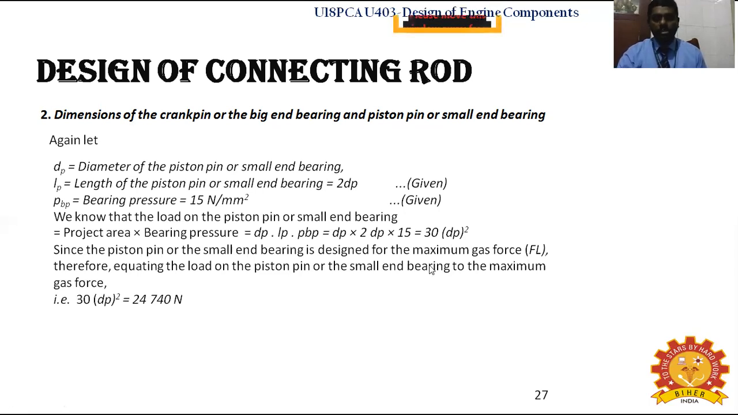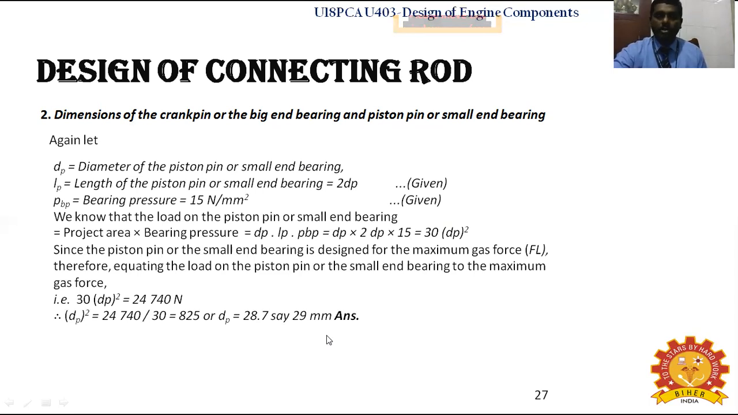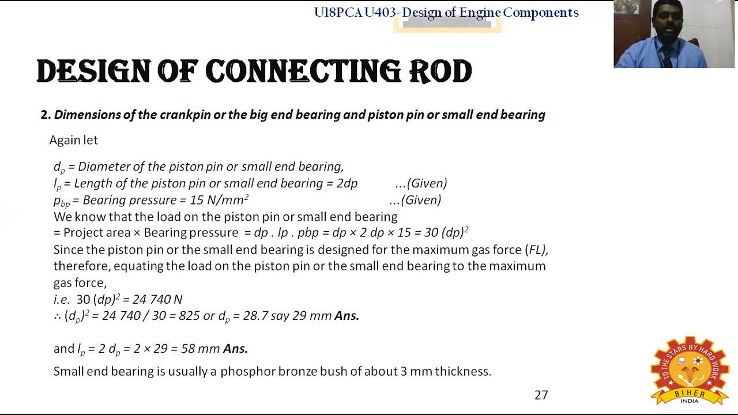So the same 24740 Newton, we are now equating with this 30 dp square. So now the only unknown is dp. So the diameter of the piston pin or small end bearing can also be identified. By calculation we are getting the diameter of the piston pin as 28.7 mm, so approximately we will say it is 29 mm. And similarly, we had a correlation of lp, that is 2 times the diameter dp. So we are identifying it as 58 mm.